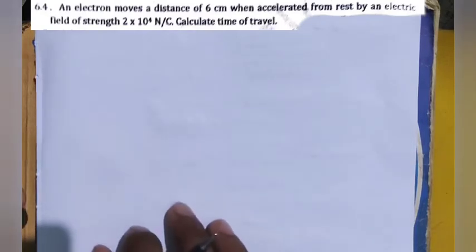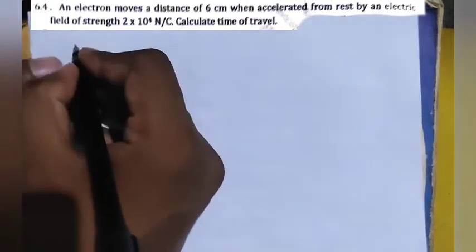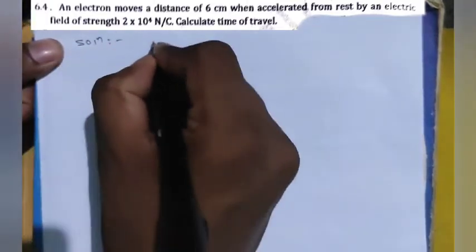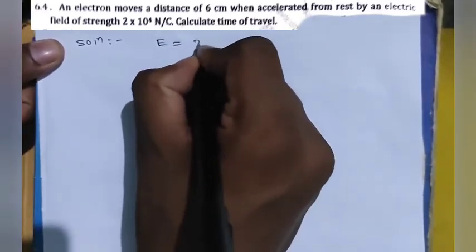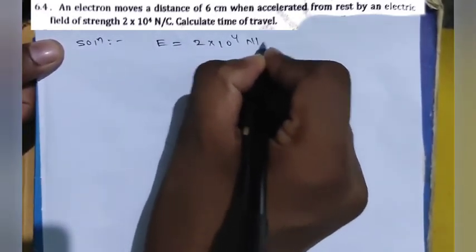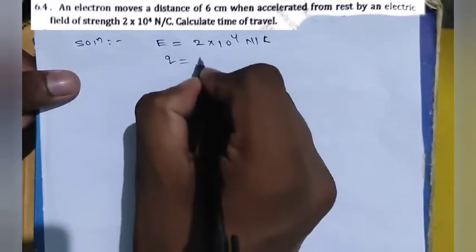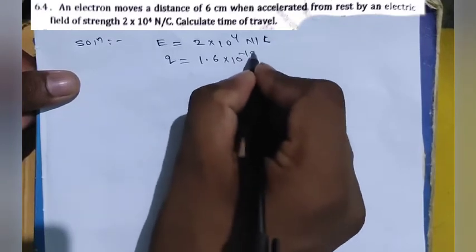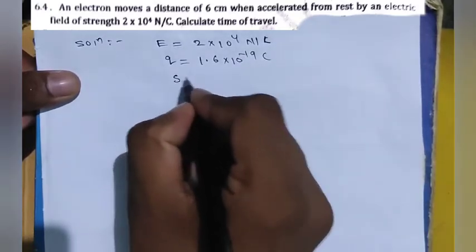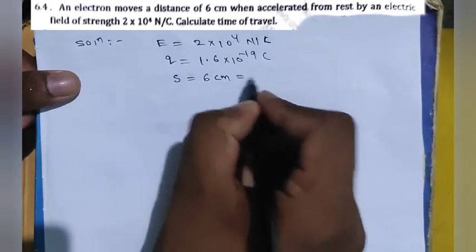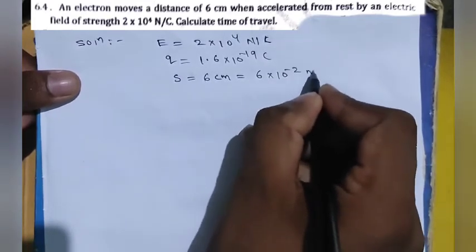So next question is, an electron moves a distance 6 cm when accelerated from rest by an electric field of strength 2 into 10 to the power 4 Newton per coulomb. Calculate the time of travel. So solution. It is given electric field is how much? 2 into 10 to the power 4 Newton per coulomb. Since electron is given, means charge of electron we know 1.6 into 10 to the power minus 19 coulomb, and it travels a distance 6 centimeters, means 6 into 10 to the power minus 2 meters.